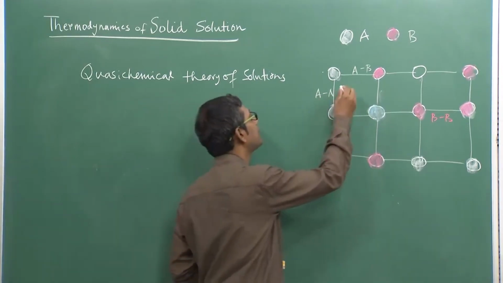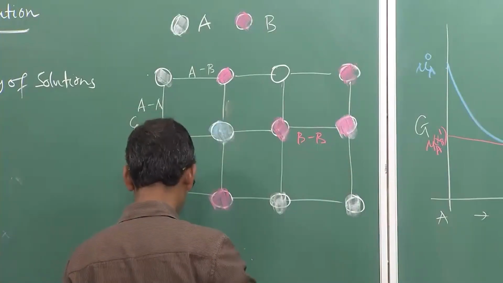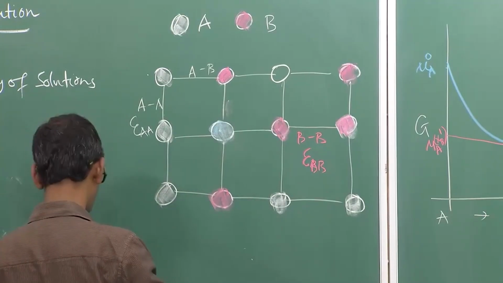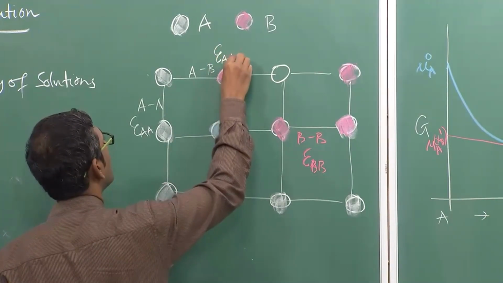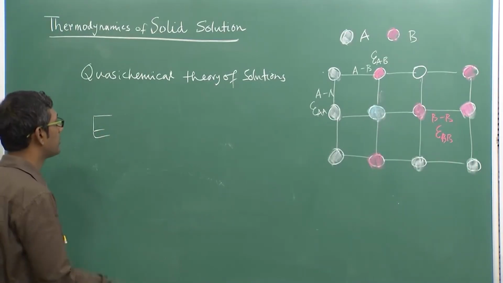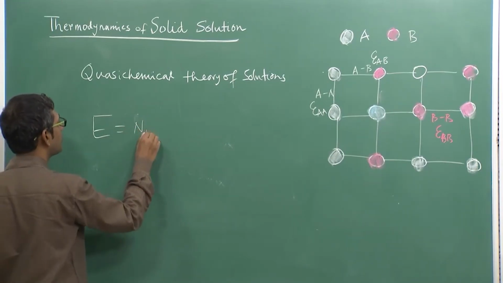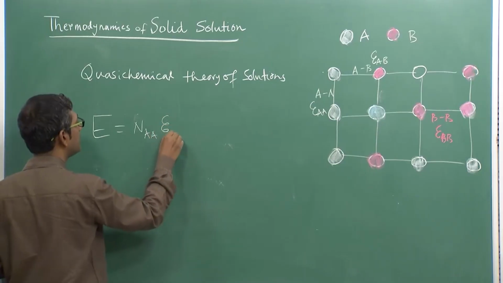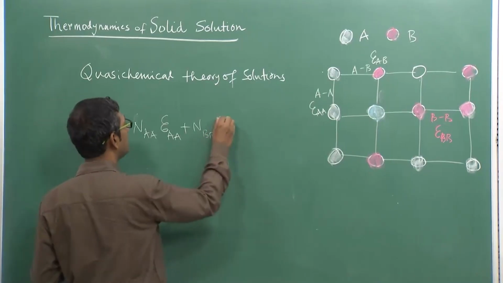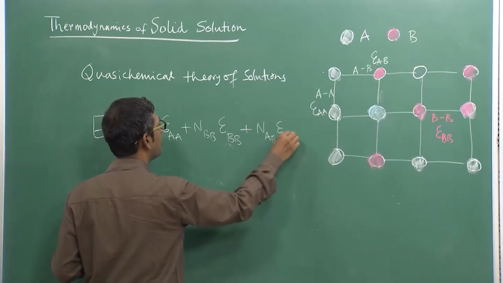The change is that if I assume the bond strength of AA to be like this, the bond strength of BB to be like this, or epsilon BB, and the bond strength of AB like that. So the total bond energy of the system is nothing but the number of AA bonds multiplied by the bond energy of AA, plus the number of BB bonds multiplied by the bond energy of BB, plus the number of AB bonds multiplied by the bond energy of AB.